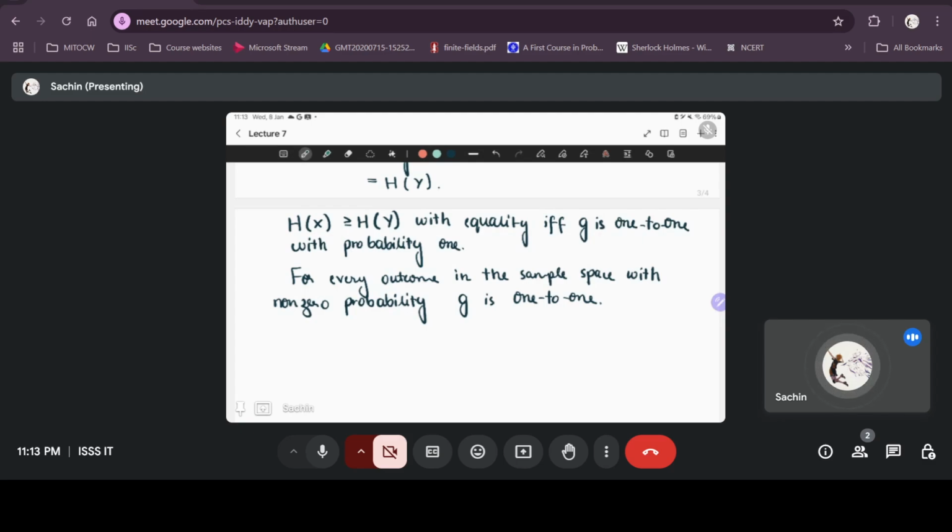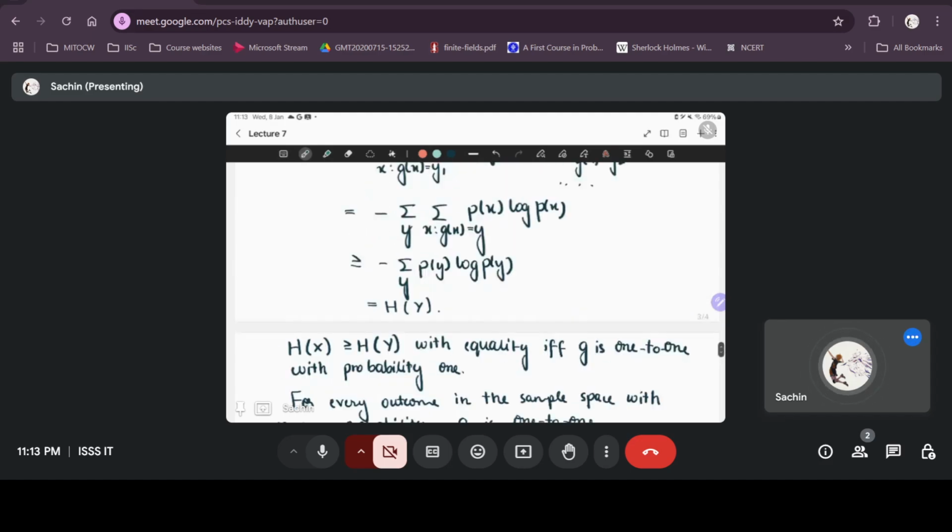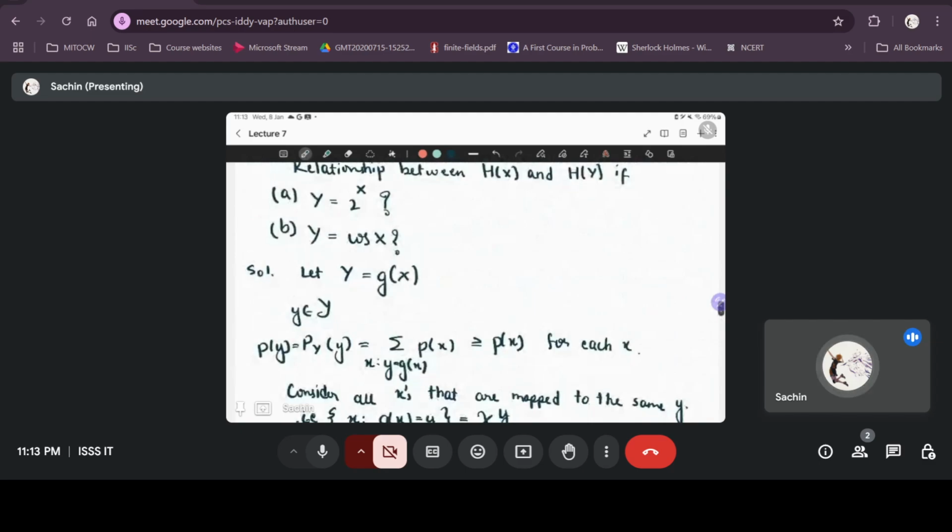So basically what I mean to say is, in the summation p of y equals the summation of p of x such that y is equal to g of x, there is only one term which has non-zero probability. Either there's only one term, or if there are more terms, there is only one term which has non-zero probability.